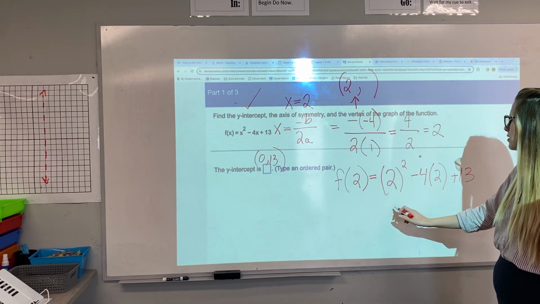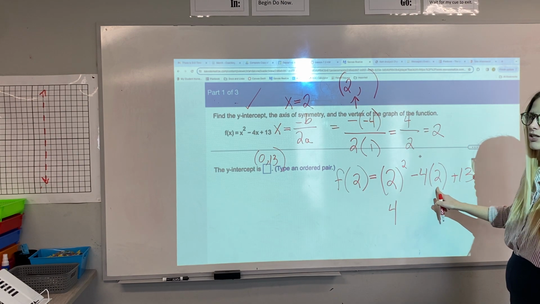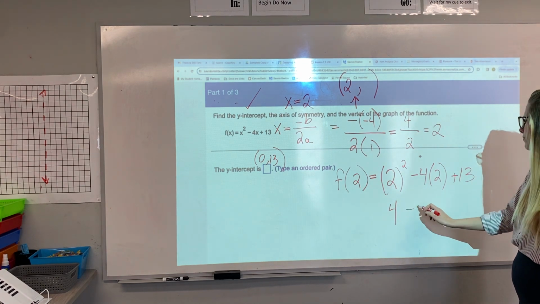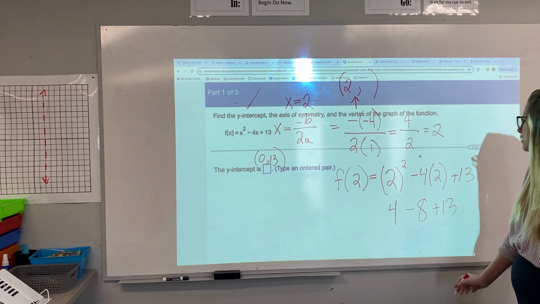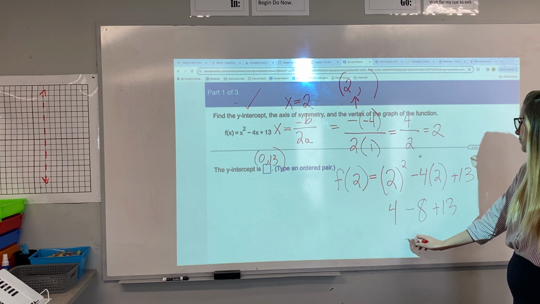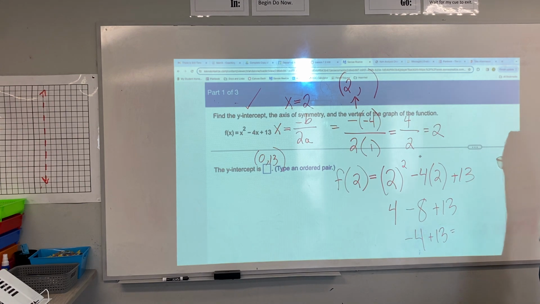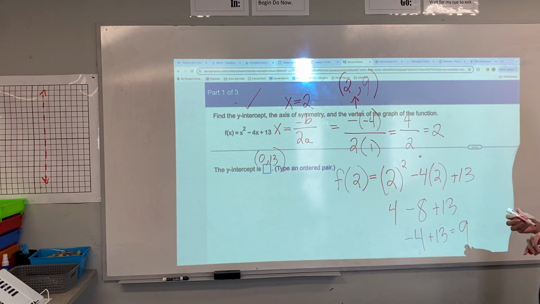2 squared is 4. Why am I the only one talking? Negative 4 times 2 is? Negative 8. And then positive 13. 4 minus 8 is? Negative 4. Plus 13 is? Positive 9. Very good. So our vertex is 2, 9. And that's it for the homework.